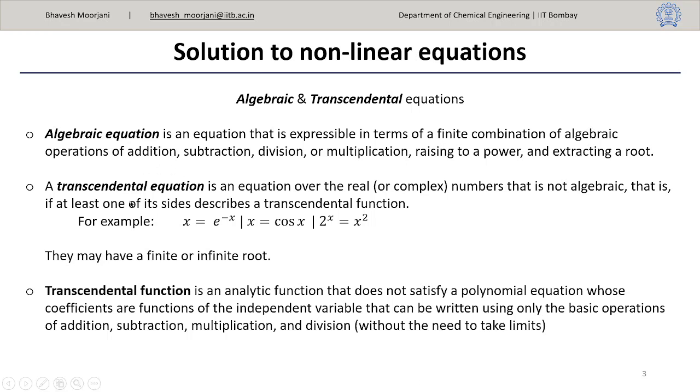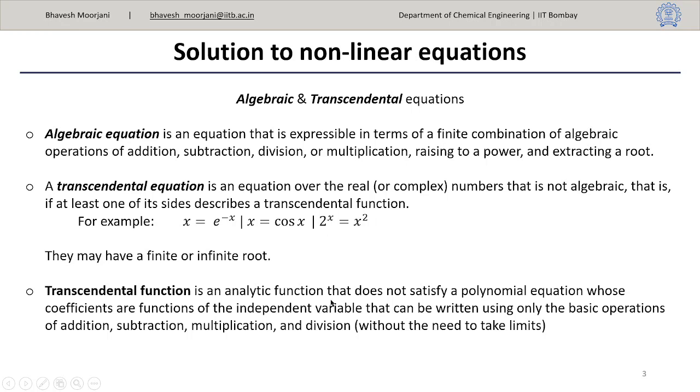This is what transcendental equations look like, and whatever functions are made of such equations are called transcendental functions, right? And one more thing is that when you have such functions, you cannot find the solution analytically.